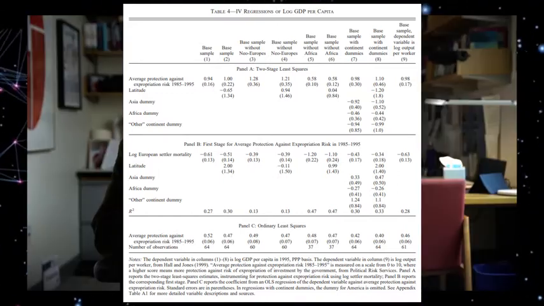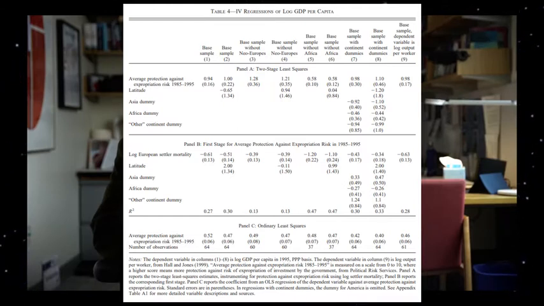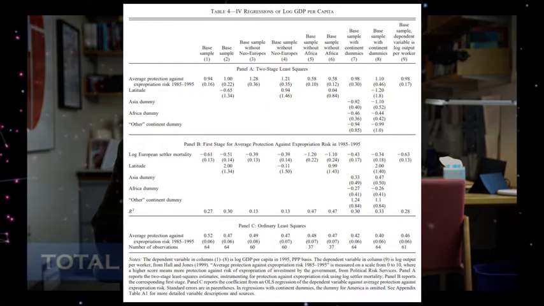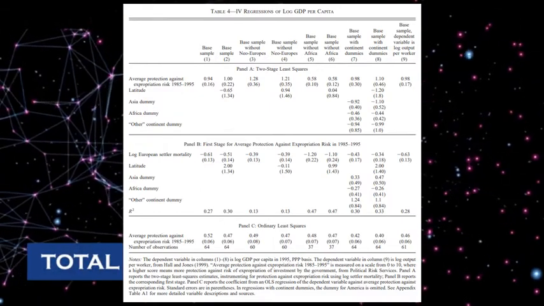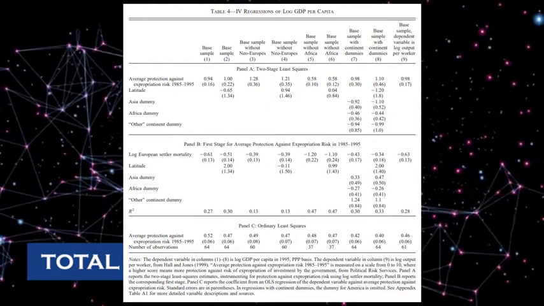Columns 3 and 4 document that our results are not driven by the neo-Europes. When we exclude the United States, Canada, Australia, and New Zealand, the estimates remain highly significant, and in fact increase a little. For example, the coefficient for institutions is now 1.28 without the latitude control, and 1.21 when we control for latitude.